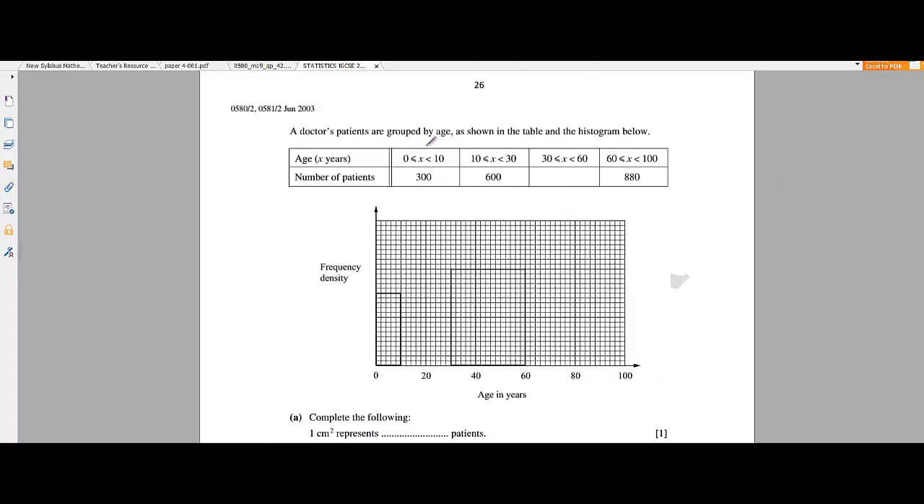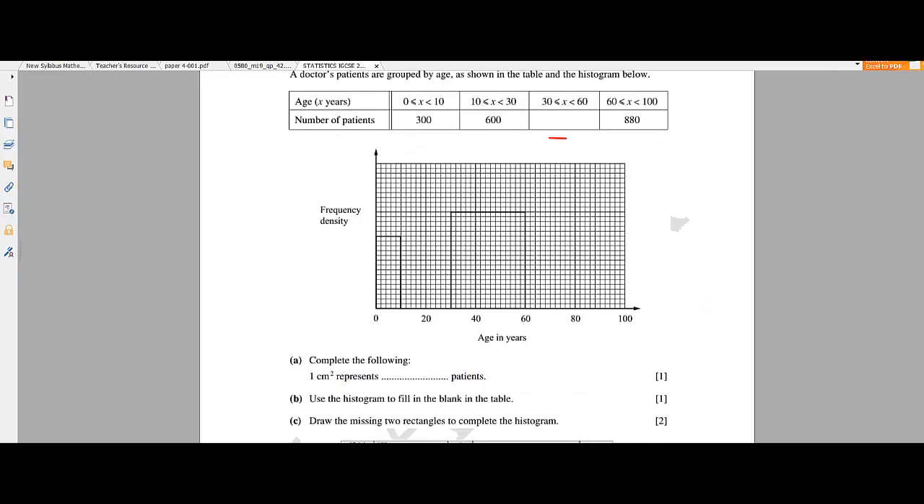So our doctor's patients are grouped by age as shown in the table and the histogram below. In the age 0 to 10 there are 300 patients. Okay, and look, this is missing here. We have to find this number of patients, this is frequency, and we have to find it from the histogram, and it is a frequency density histogram. Complete the following. So 1 centimeter square represents how many patients.